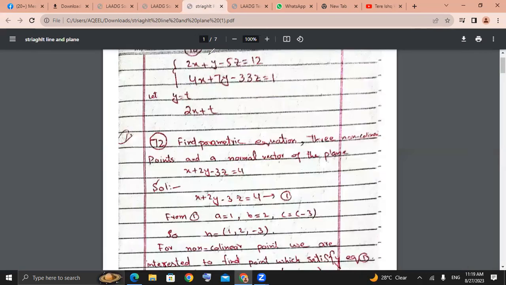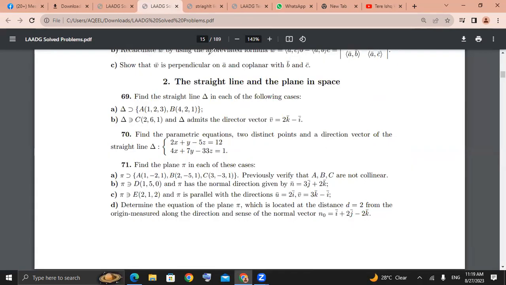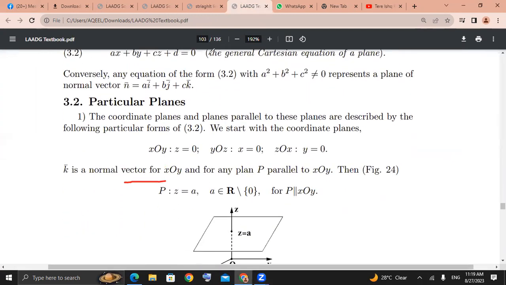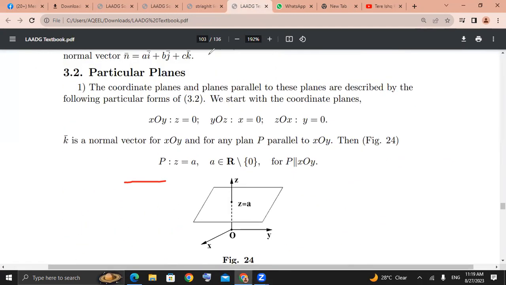So here, first of all, we have done this part A. Now the question is, how can we find the equation of a plane? You have to remember these things also. This means the xy plane. In the xy plane z = 0, for the yz plane x = 0, for the zx plane y = 0.